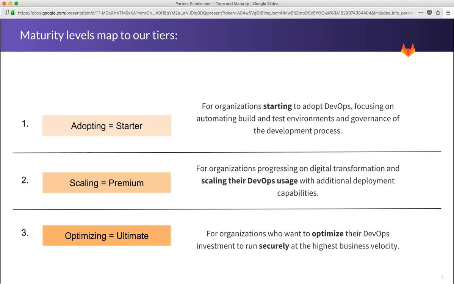And then we also want to, we're having success, so we want to spread this out to more teams or to more projects. And then optimizing is for those guys that are looking for the highest business velocity. They've got all this down. And so let's ask, should every organization start at starter? And the answer is no.